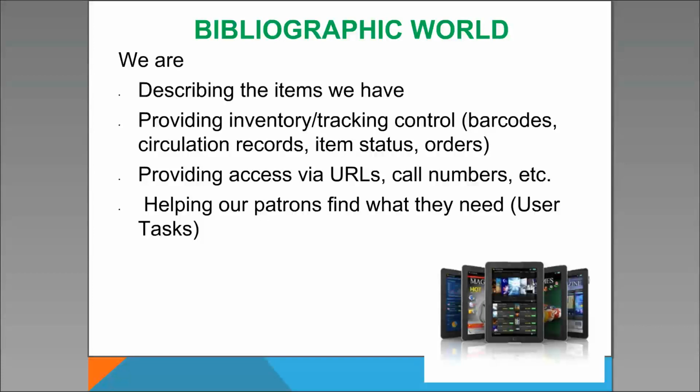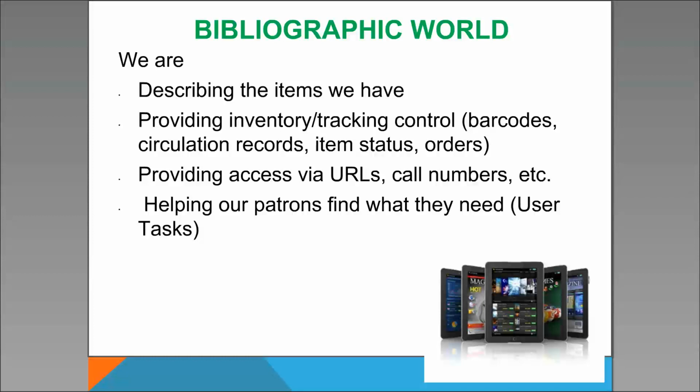We try to describe the item we have. That's really what we focus on mostly when we're doing our cataloging work, or if we're doing institutional digital library work, we're really trying to accurately describe that record so that people can find it. The other part of it is that we do use our records to provide that inventory and tracking control. We have the record IDs, we have the barcodes, we have circulation records, item statuses, the orders that have all the links along the way. So we do provide that inventory and tracking control portion of it.